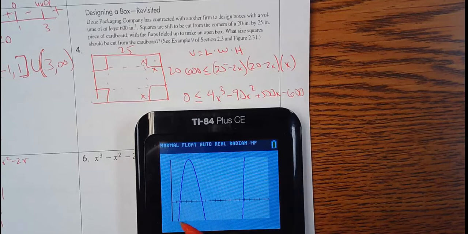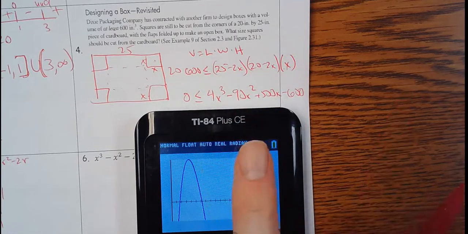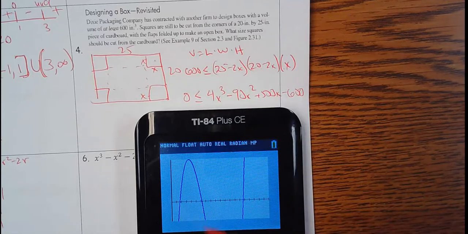So if I'm looking here on 10, 1, 2, 3, 4, 5, 6, 7, 8, 9, 10, all of this stuff where it's positive is not even feasible for this problem. So I'm going to throw that part out. I just need to figure out what's this interval right here. So use your zero functions here.